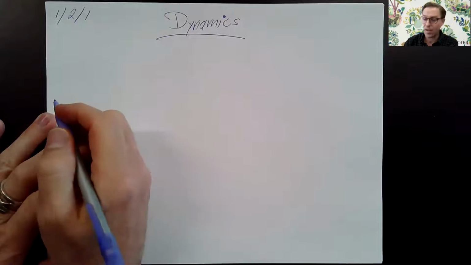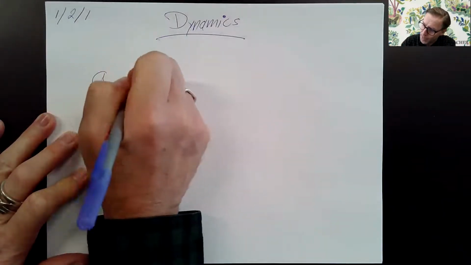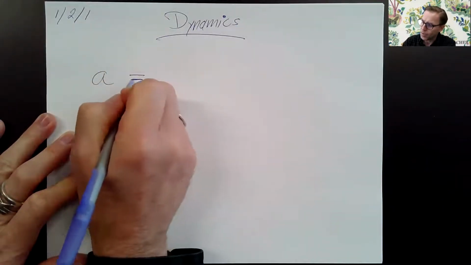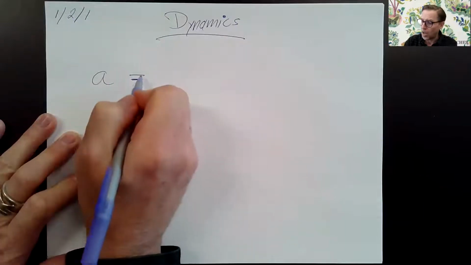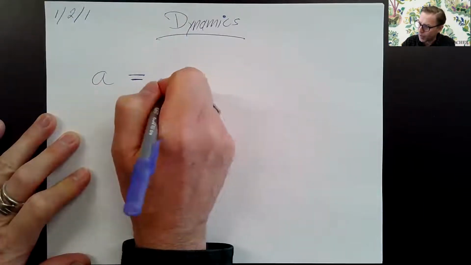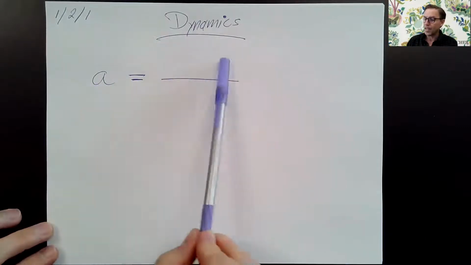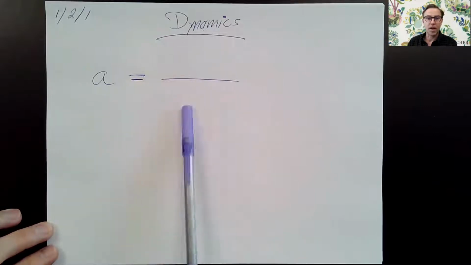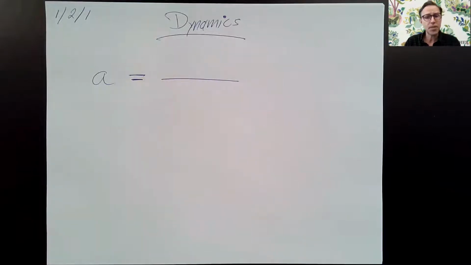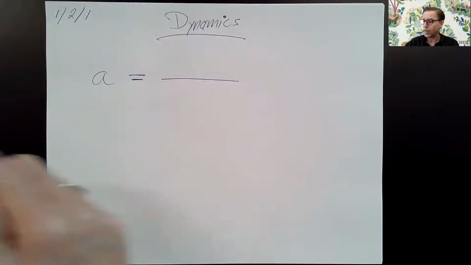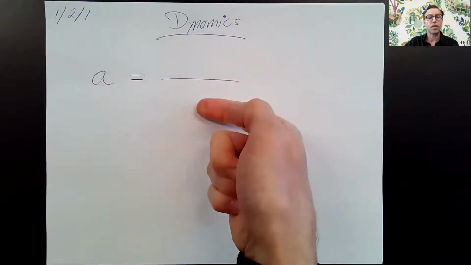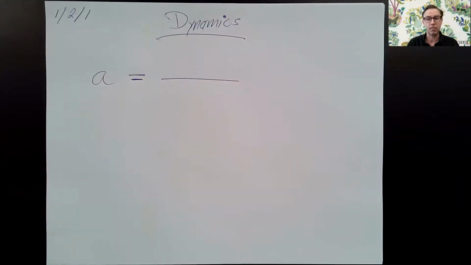So previously, again, we said acceleration is delta v over t. That's the definition of acceleration. But now I want to say acceleration equals, and I'm going to look for the cause of the acceleration. So what I'm going to do is write a fraction bar here. I am going to say acceleration is some quantity over some other quantity. And I want you to think for a few moments about what you think goes in the numerator and what you think goes in the denominator.